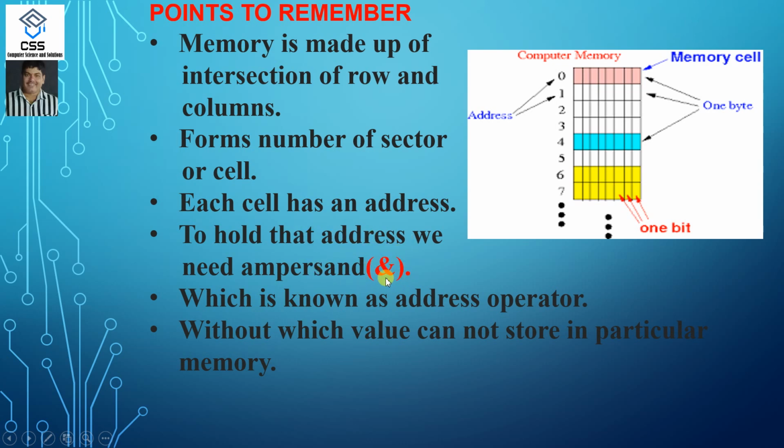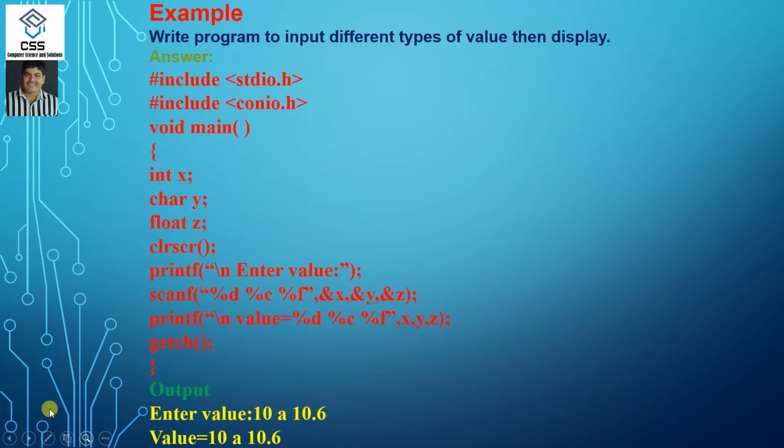Ampersand is known as the address operator, without which the value cannot be stored in a particular memory. Then the second example we are discussing here: we have to input different types of values at runtime, then display them. Here we have taken an integer variable, a character variable, a float variable, and a user-defined message is given for better understanding, that is, enter value.